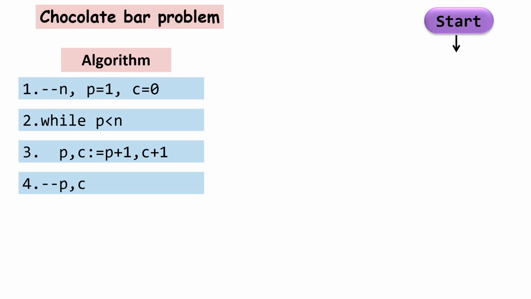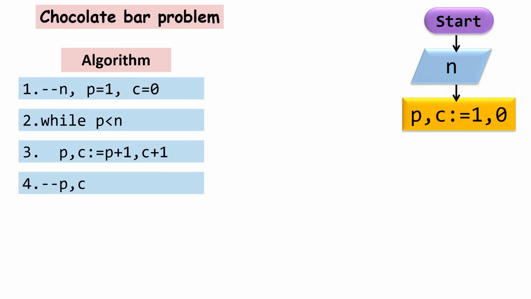And then input the value of N. Here N denotes the number of individual squares in the chocolate bar. And then an assignment statement which initializes the values of P and C to 1 and 0. P, C := 1, 0.